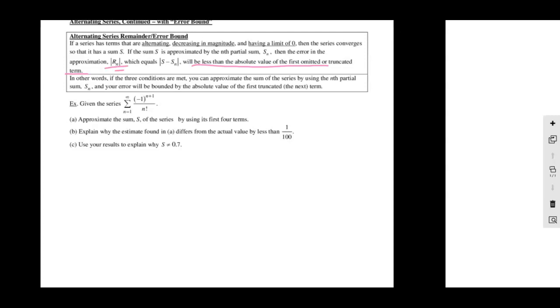Right? So let's think about something like this. Let's go back to the alternating harmonic series really quick. We had 1 minus 1/2 plus 1/3 minus 1/4 plus 1/5 minus 1/6 plus 1/7 minus 1/8 plus dot, dot, dot. Okay, so let's think about this. That's my alternating harmonic series, and the infinite sum is the entire list.